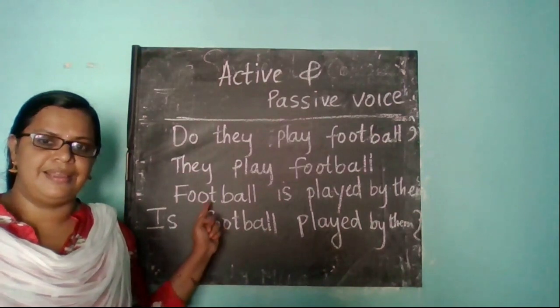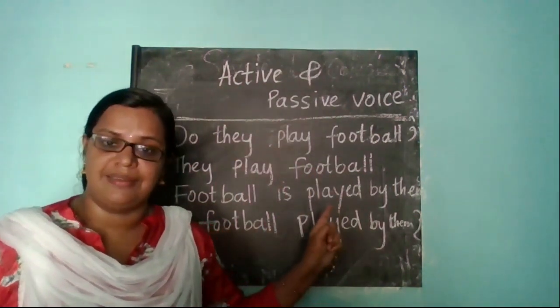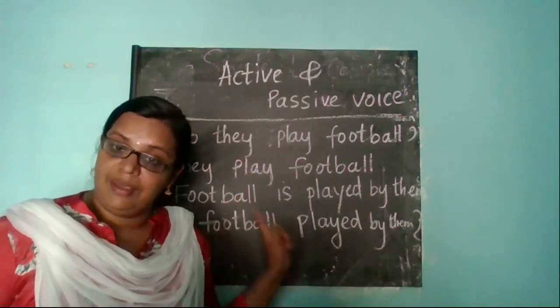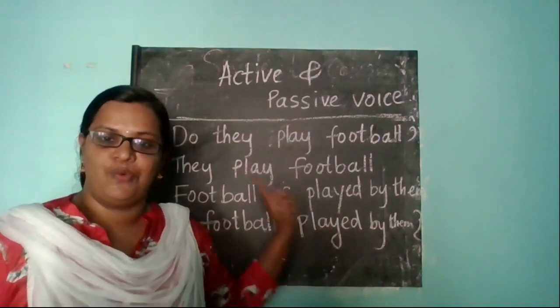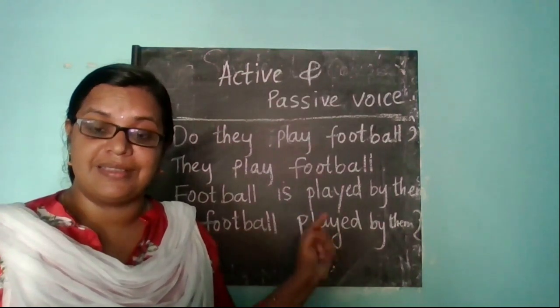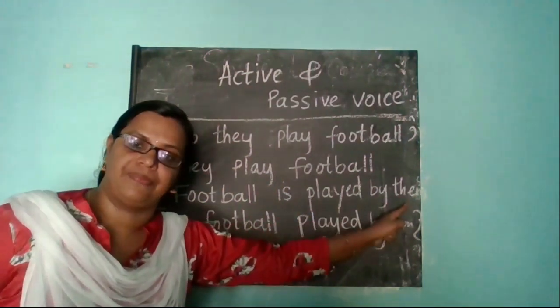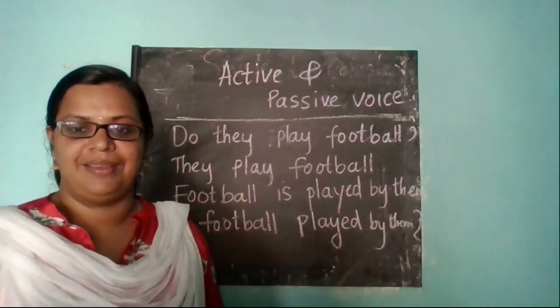Then as usual, you can convert from active to passive. Which is the object? Football. Football, then which is the tense? Present tense. If the tense is present, you can use am, is, are. Here football is singular. So you can use is. Football is, then V3. Football is played by, they will become them. Football is played by them.